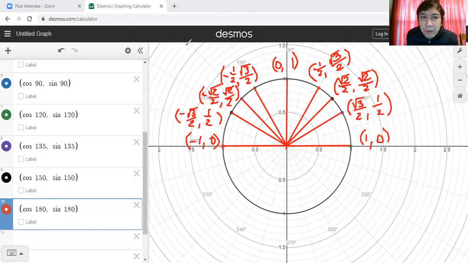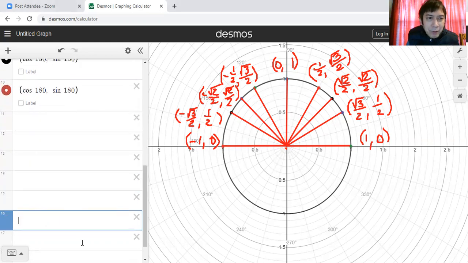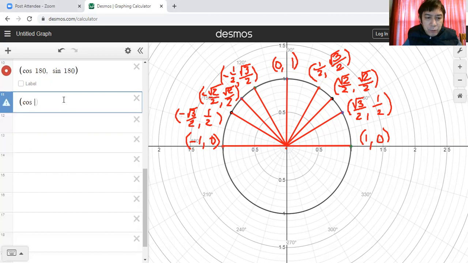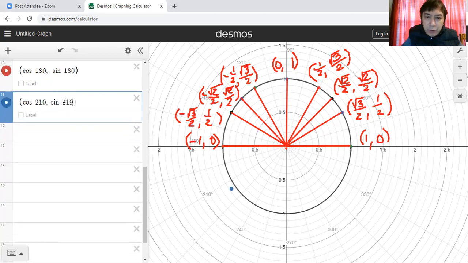This is multiples of 30. This will be located at the third quadrant. So let us scroll up. This will be the next: cosine of 210 degrees, sine of 210 degrees. You can see the blue point at the third quadrant. This is 210 degrees, or 7 pi over 6. So if you go around the circle, these are the special angles and quadrantal angles.